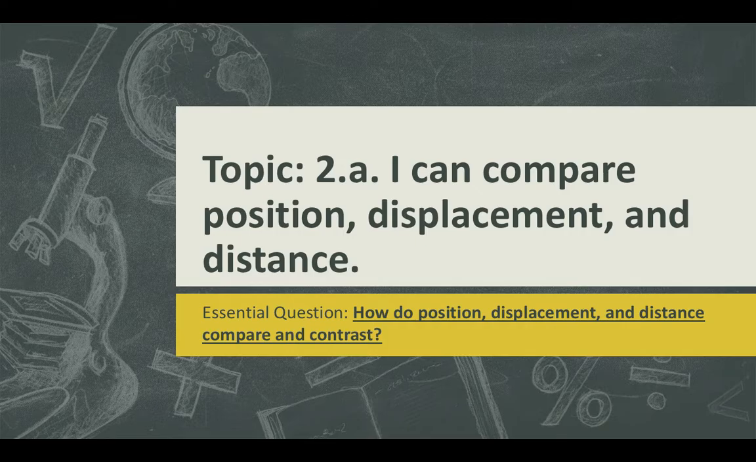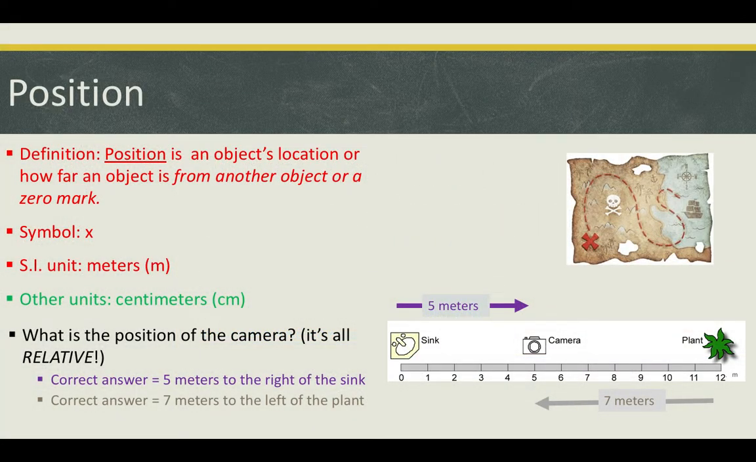This screencast will introduce you to the physics ideas of position, displacement, and distance. The topic or learning target is I can compare position, displacement, and distance. And the essential question is how do position, displacement, and distance compare and contrast? So let's begin with position, the first vocabulary word.